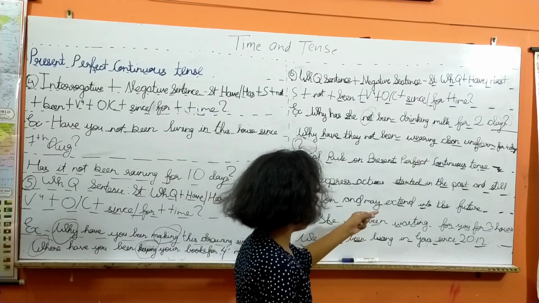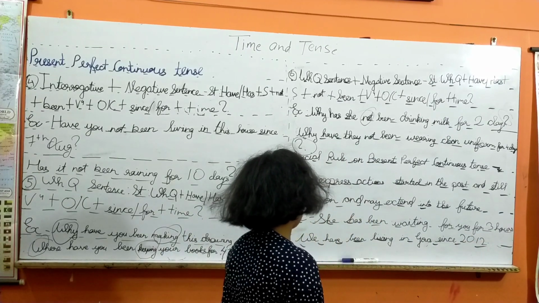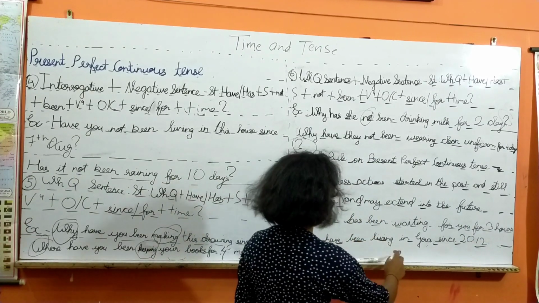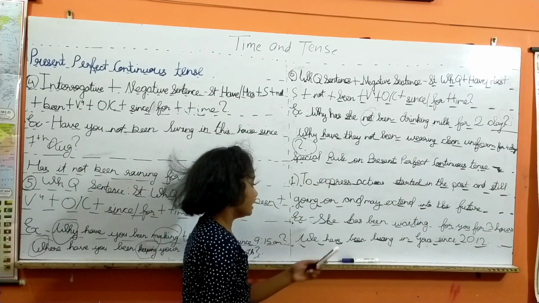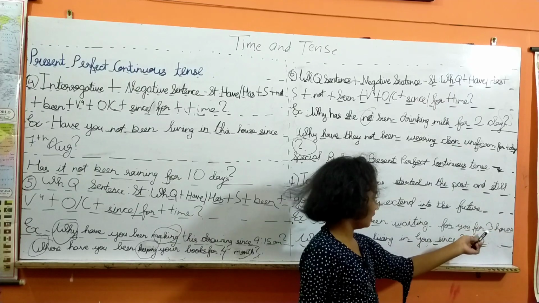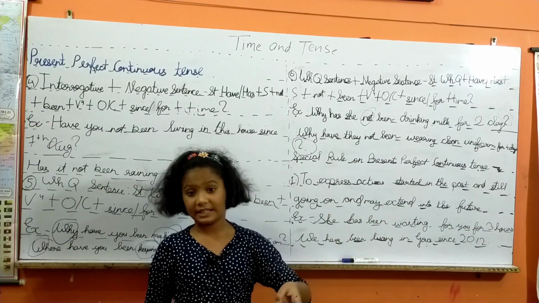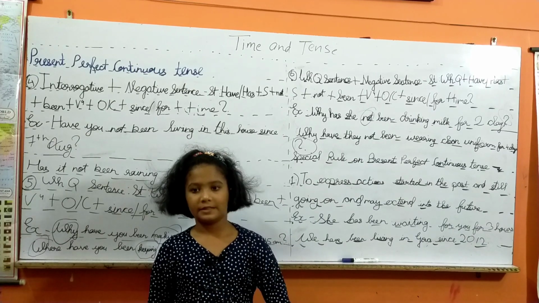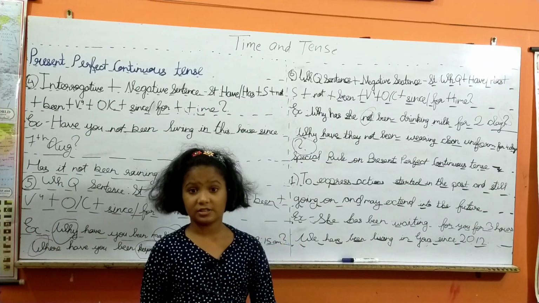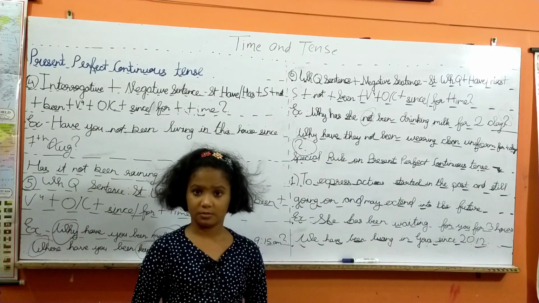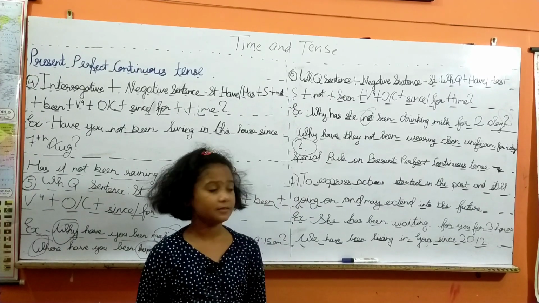Example, she has been waiting for you for 3 hours. And next, we have been living in Goa since 2012. She has been waiting for 3 hours, means from the last 3 hours she is waiting for you. Then this action started in the past, and now also this action continues and may extend into the future, 4 hours, 5 hours, 6 hours, any hour.